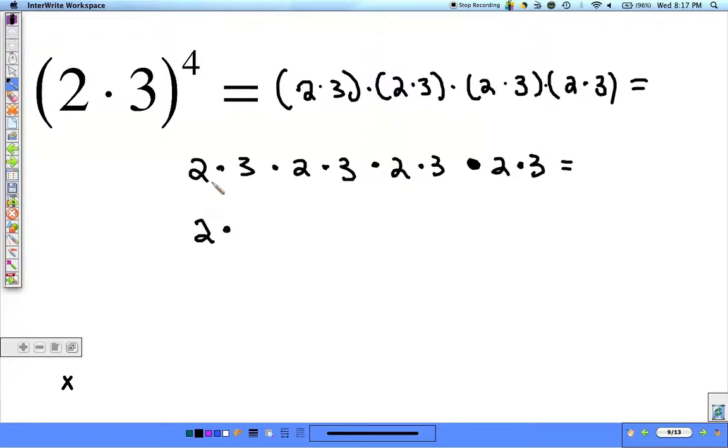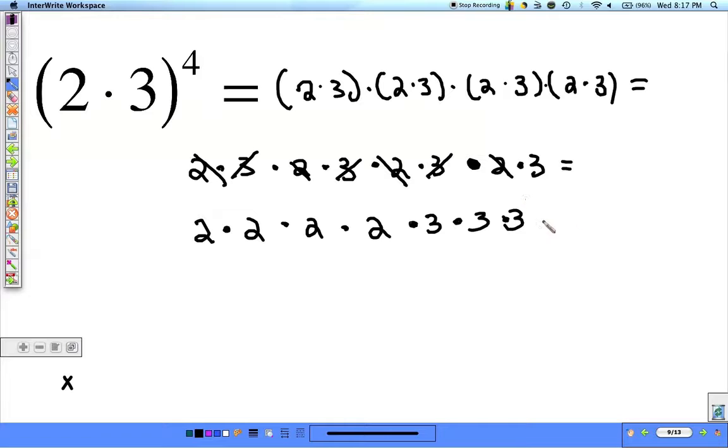So I have 2 times 2 times 2 times 2. And now I'll group together all of my 3's. This is still all multiplication, so now I have 3 times 3 times 3 times 3.